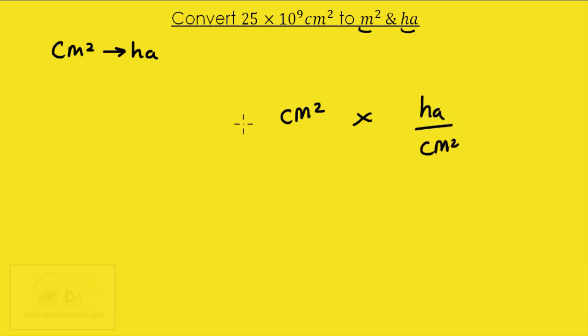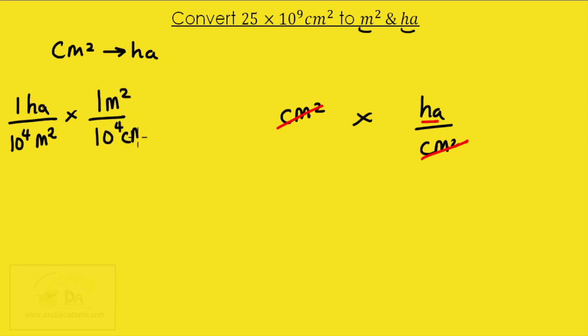So you have your value, and you multiply it by a conversion fraction where the unit you don't want will cancel out, and you'll be left with the units you want, which is hectares. So you want something of the form hectares over centimeters squared. Now we know that 1 hectare is equal to 10 to the 4 meters squared. And we know that 1 meter squared is equal to 10 to the 4 centimeters squared.